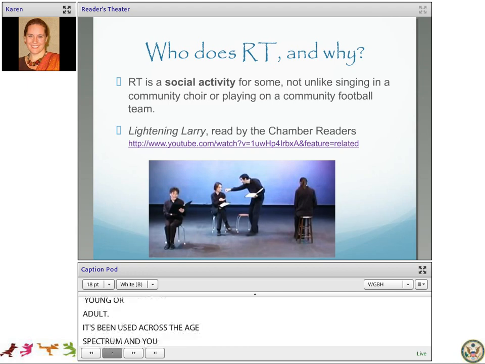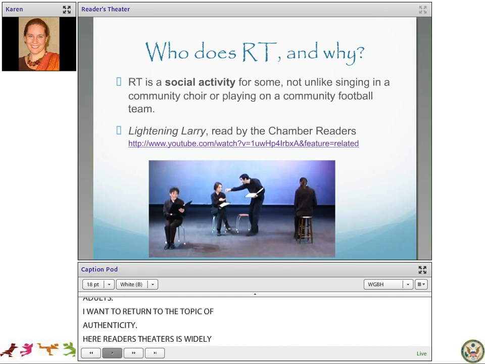I'm going to return to the topic of authenticity. Who really does Reader's Theater, and why? Here in the United States and abroad in other countries, Reader's Theater is widely known among its users, at least, as a social activity, not unlike singing in a community choir or playing on a community football team.